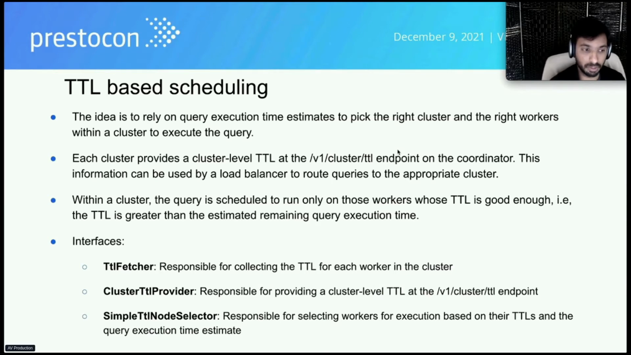So what do we mean by good enough? This basically means that the TTL of these workers is greater than the estimated remaining query execution time. So if I have 10 workers, five of them with a 15-minute TTL and another five with a 3-minute TTL, and a query comes in which is expected to take maybe 10 minutes, then the coordinator will only pick those five workers which have a TTL of 15 minutes, because it knows that these workers have enough time to complete this query.